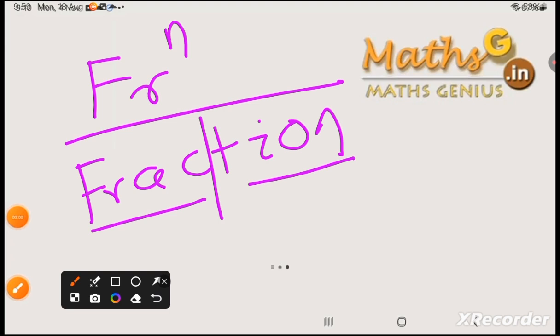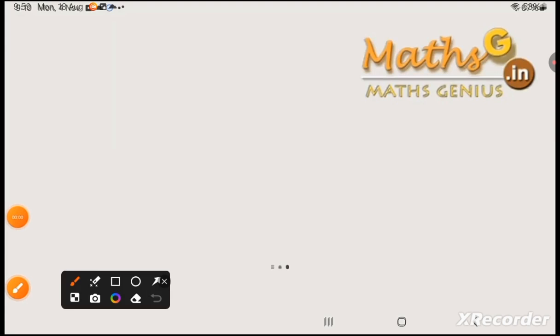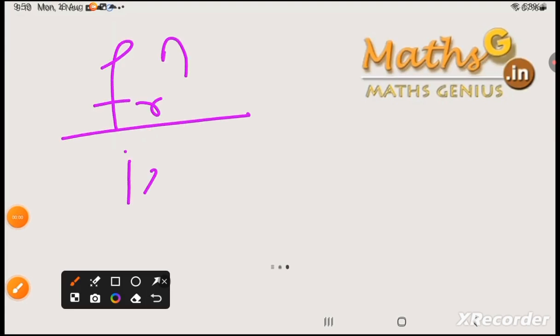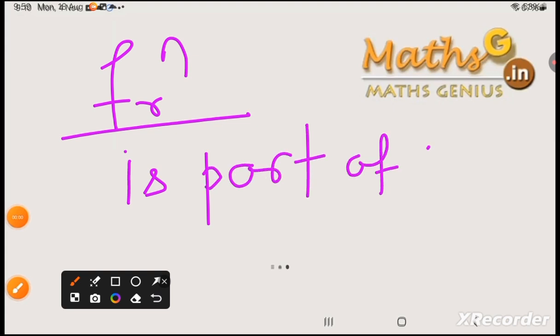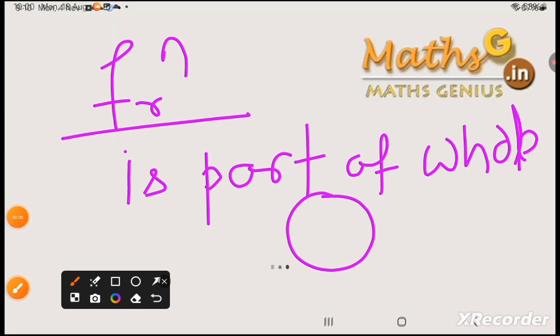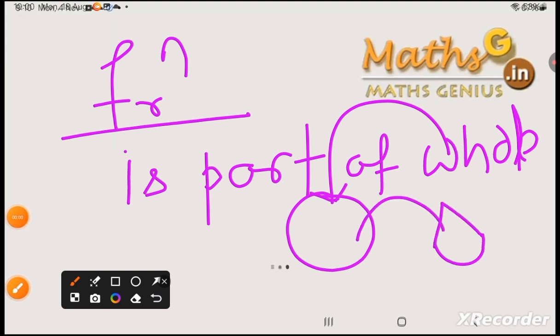So what exactly in mathematics is a fraction? Simply, a fraction is a part of a whole. Simply we will be writing it as a part, not the part of a whole. So, whole cake, this is whole. If I take this much of the cake, then this is a fraction of the cake or part of the cake.